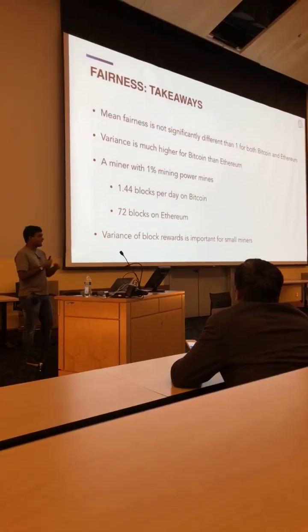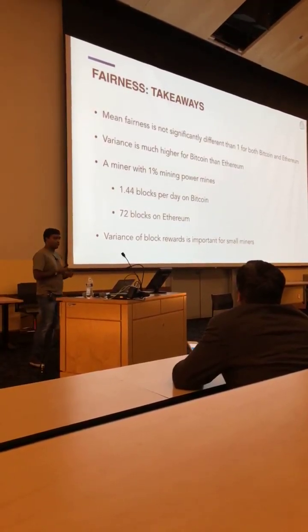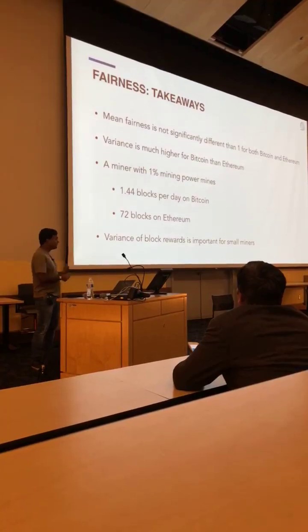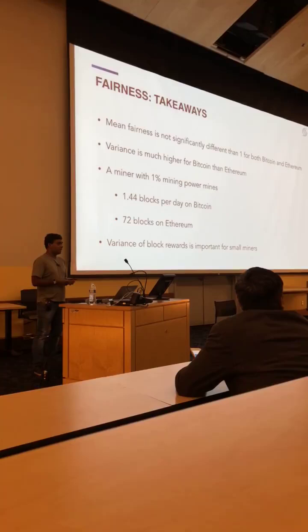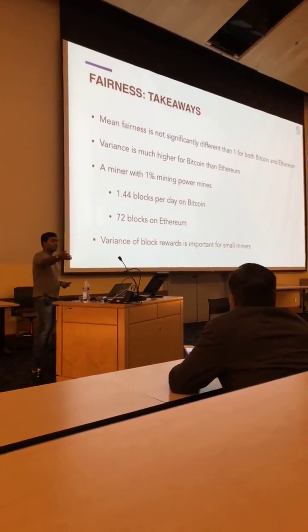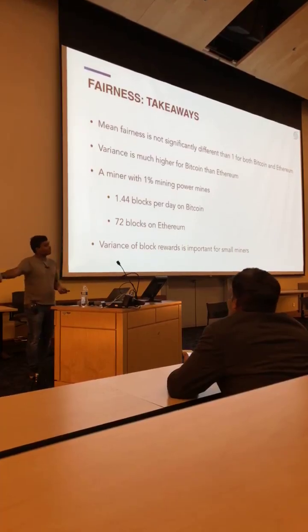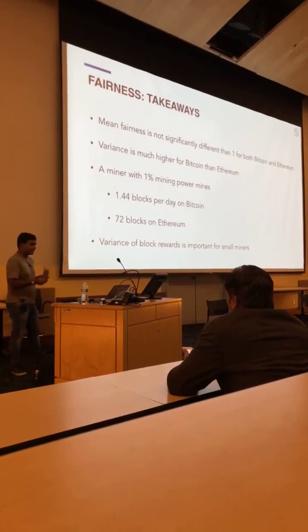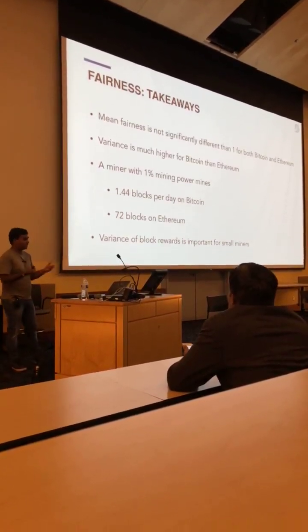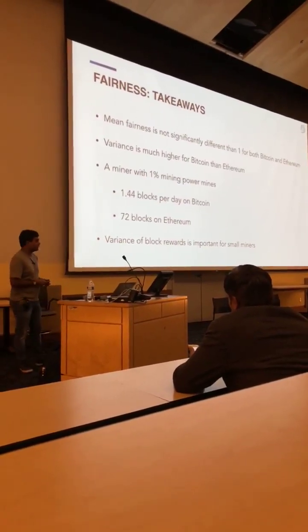And we can see this due to the block frequency. If we have a 1% miner in Bitcoin and Ethereum, they mine about 1.5 blocks per day in Bitcoin and about 72 blocks on Ethereum. So if a small miner's block gets pruned in each system, in Ethereum they have 71 more chances, whereas in Bitcoin, that might have been the only block they found that day. So it hurts; this variance of block rewards hurts smaller miners more disproportionately than larger miners.